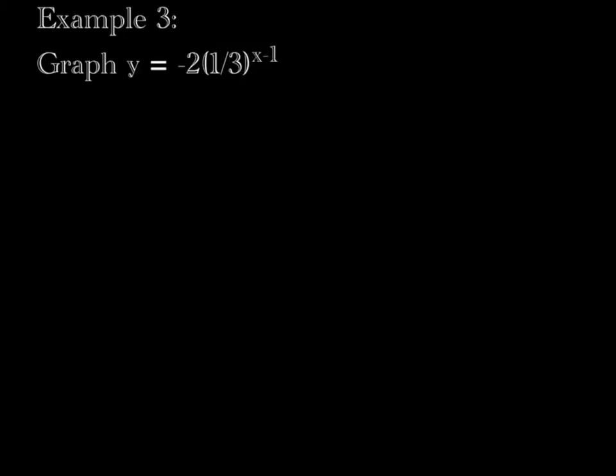So let's graph y equals -2 times, in parentheses, 1/3 raised to the x minus 1 power. So this 1/3 is part of our base function, our parent function, and then this x. So the only things that are going to change it are going to be that negative, that 2, and that minus 1 there. The negative is going to reflect it over the x-axis. The 2 will stretch it vertically, and the minus 1 should shift it right 1. So let's make a table and graph that.